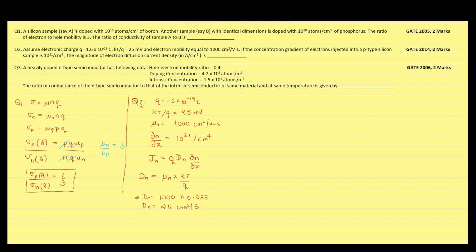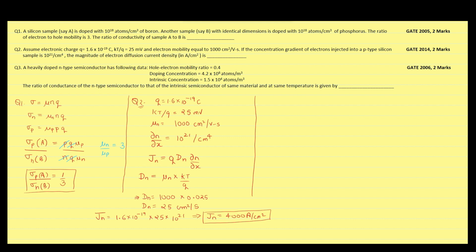Now for finding the electron diffusion current, we simply have to put the values of different constants. The electron diffusion current density comes out to be equal to 4000 ampere per centimeter square.